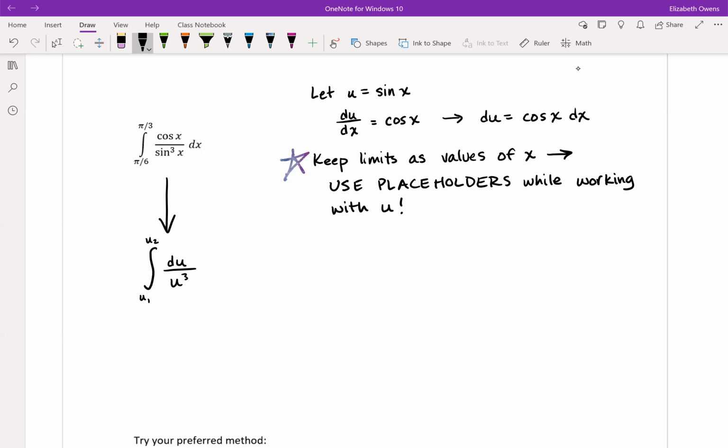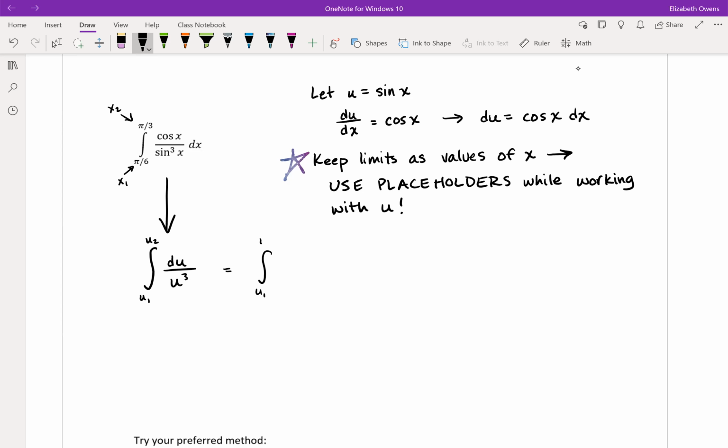But yeah, you want to just put some sort of placeholder. Do not write pi over 6 and pi over 3 here. That is not good notation because these are x values, x1, x2. You do not want to write your x values on an integral that is in terms of the variable u. It's too tempting to try and plug in those x values, and it does not go together. It's not the same variable. So don't do it.